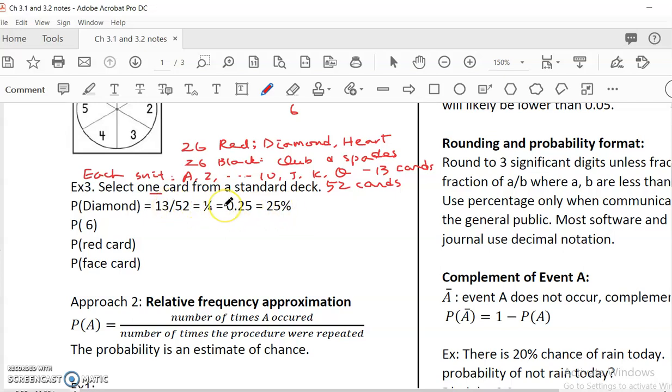I have all the different ways of listing them. What is the chance of selecting a 6? How many cards are there totally? The sample space is always 52 because you pick one from a standard deck.